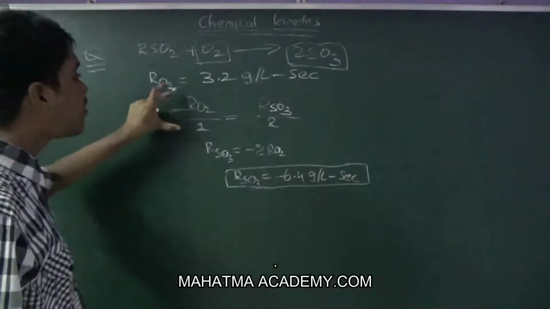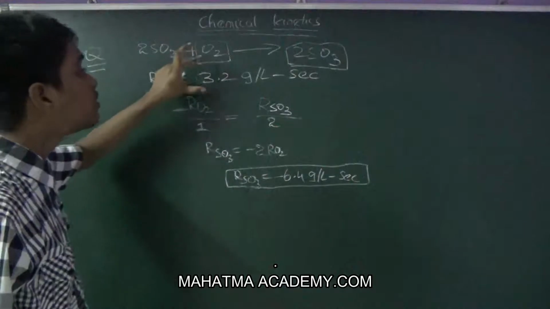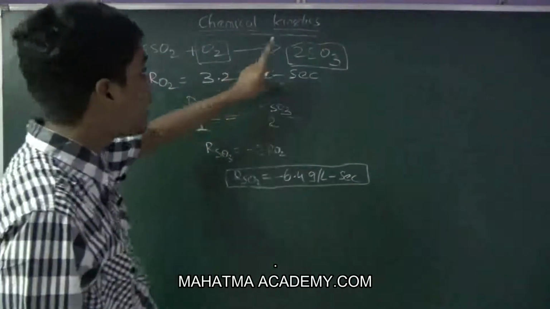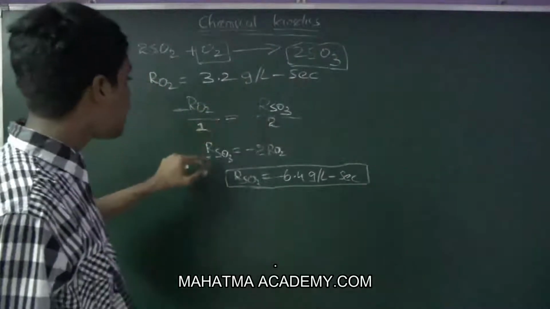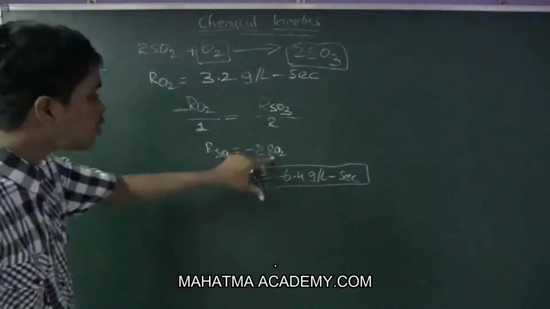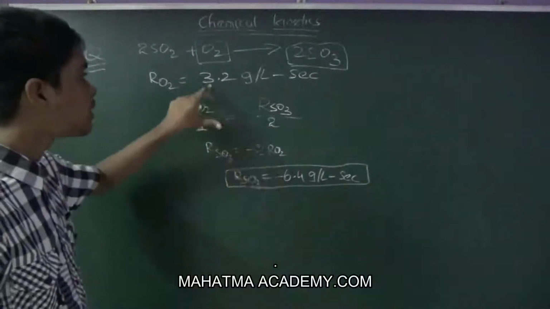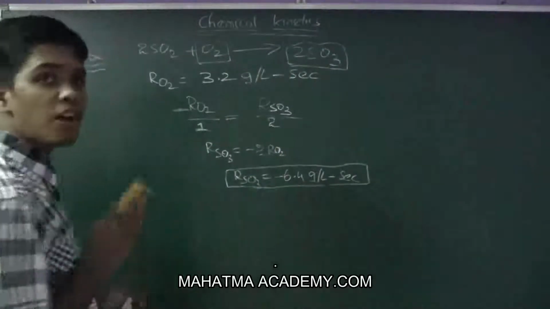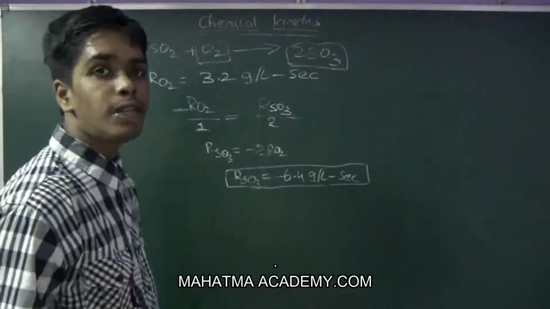Now the rate of O2 is negative because it is disappearing, so less, and SO3 is appearing, so positive. So R of SO3 is equal to 2 into minus of RO2. So if you multiply 2 into 3.2, it will become 6.4 gram per liter second. Now we are going to the questions of the next topic.